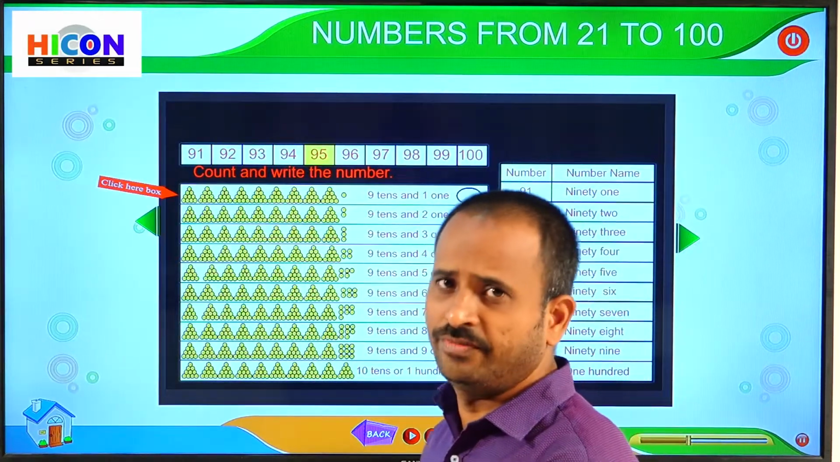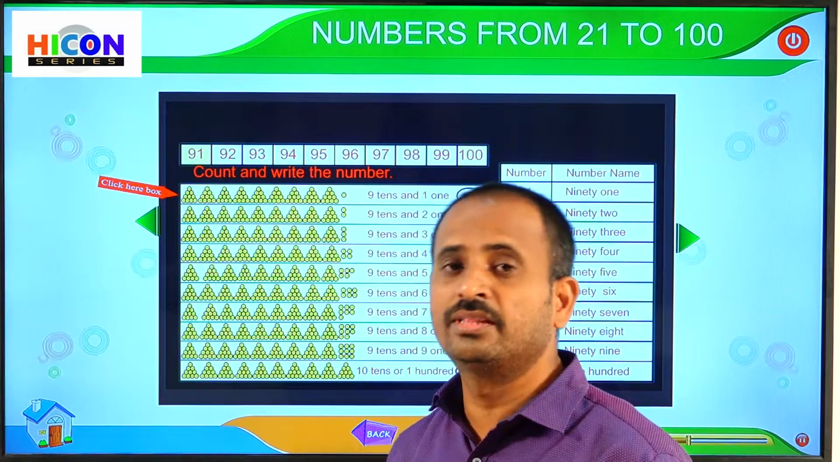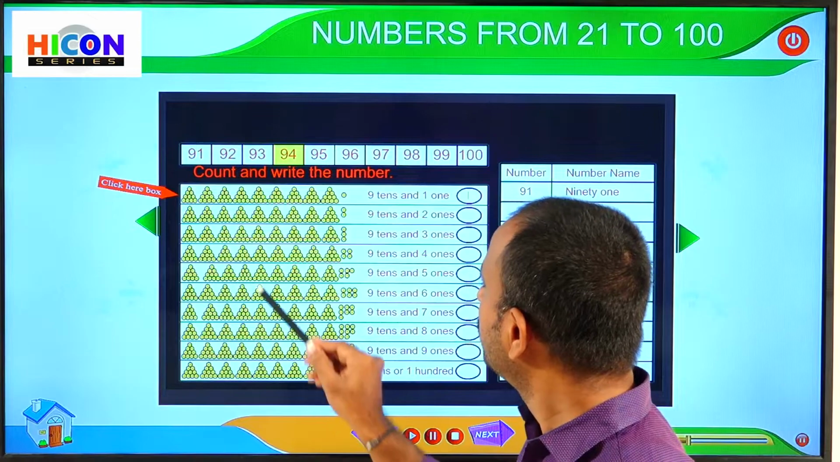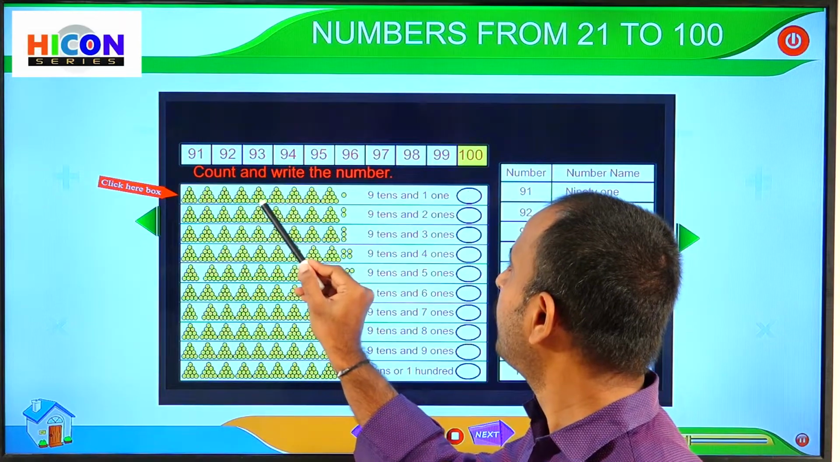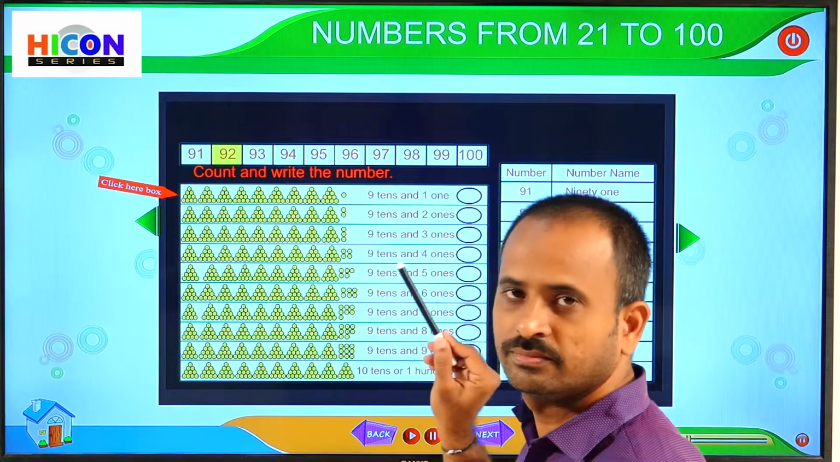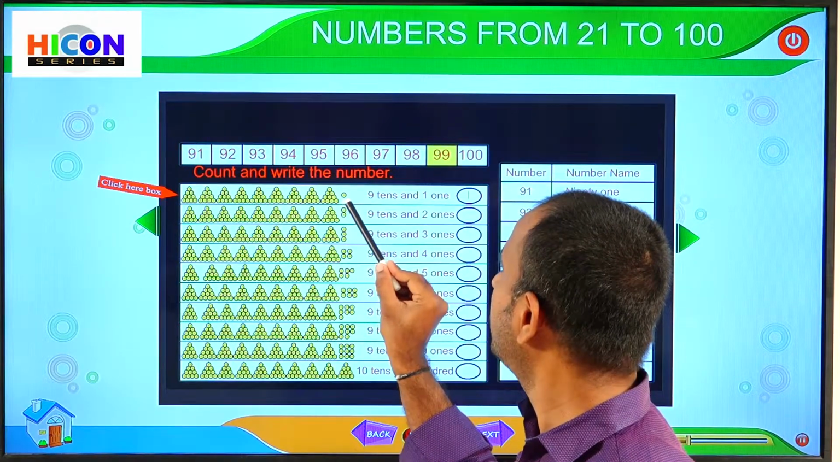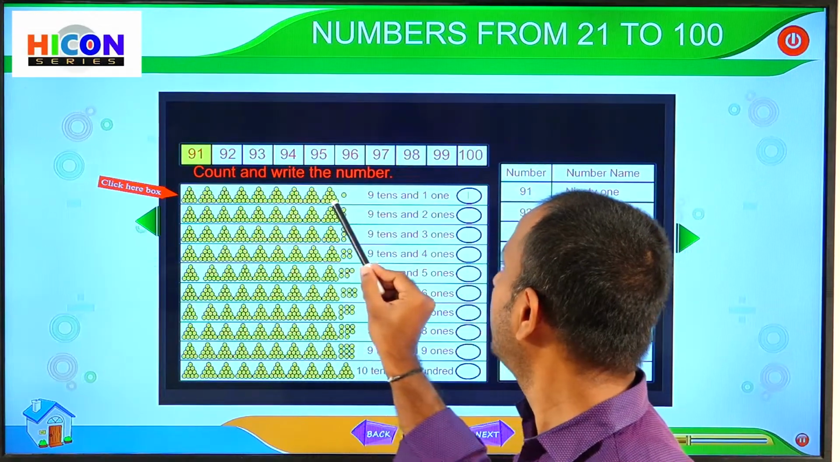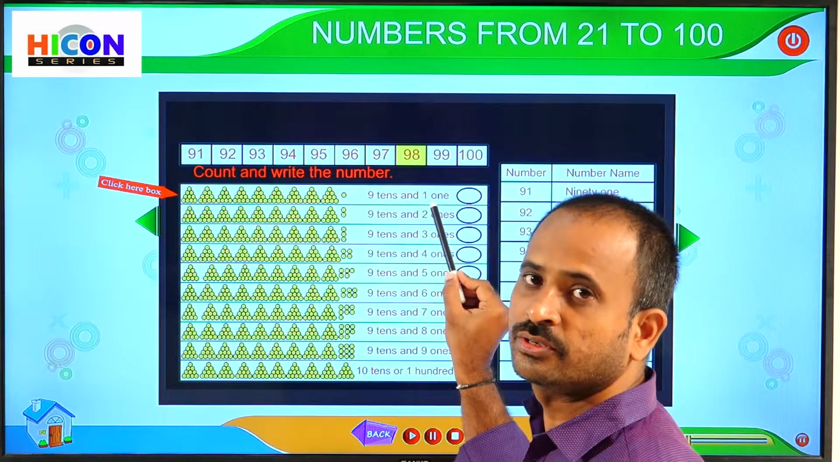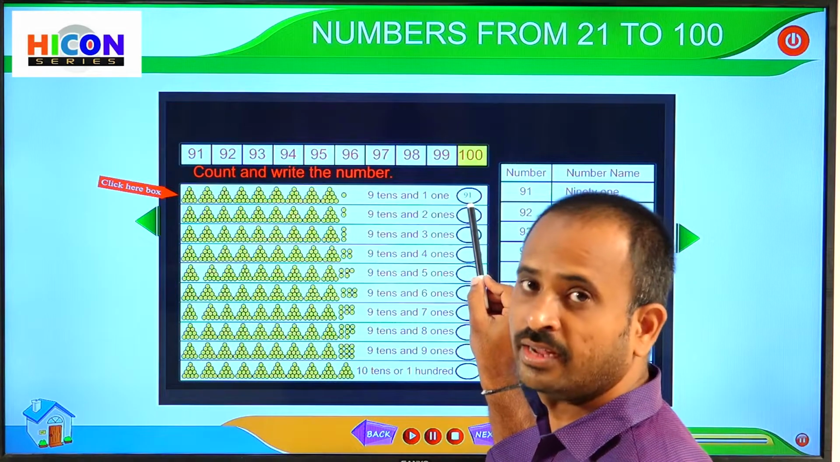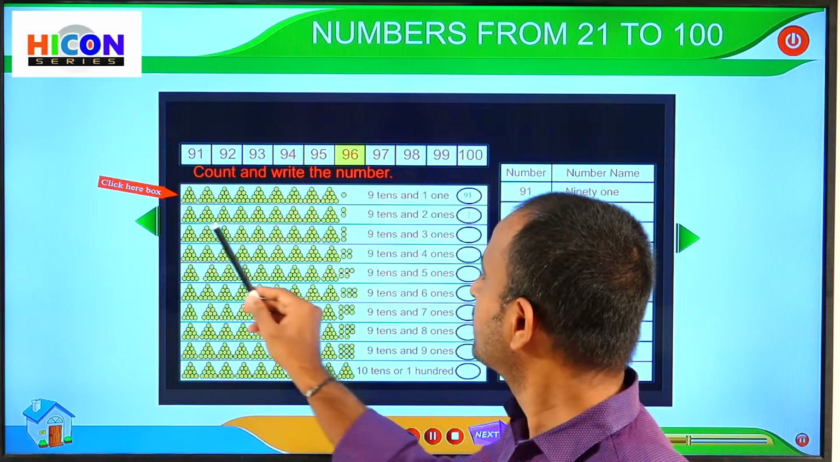So children, in the same way as we have continued in the previous one. So here, how many tens are there in each row? So 1, 2, 3, 4, 5, 6, 7, 8, 9 tens are there in each row. And how many ones are there in the first row? There is only one 1. That is 9 tens and 1 one. So the number will be 91. That is 91.